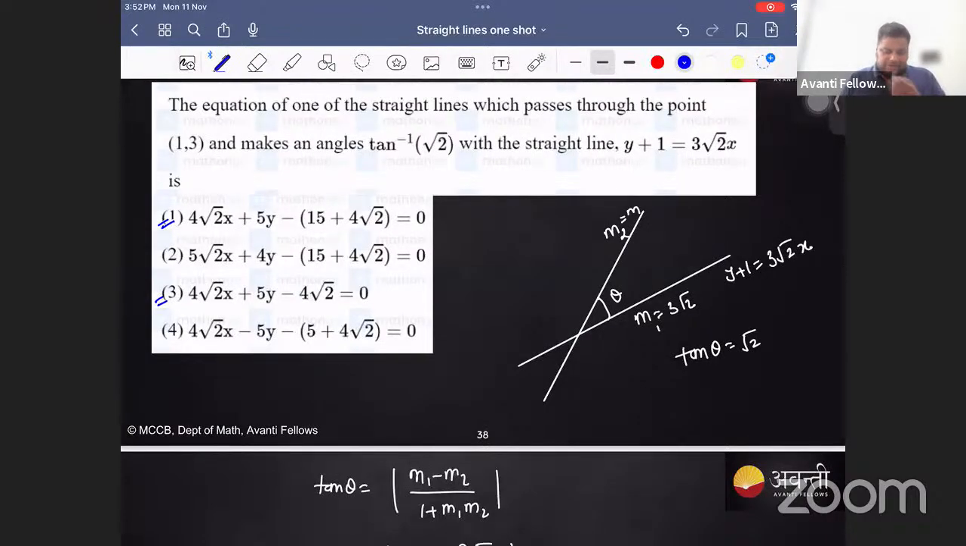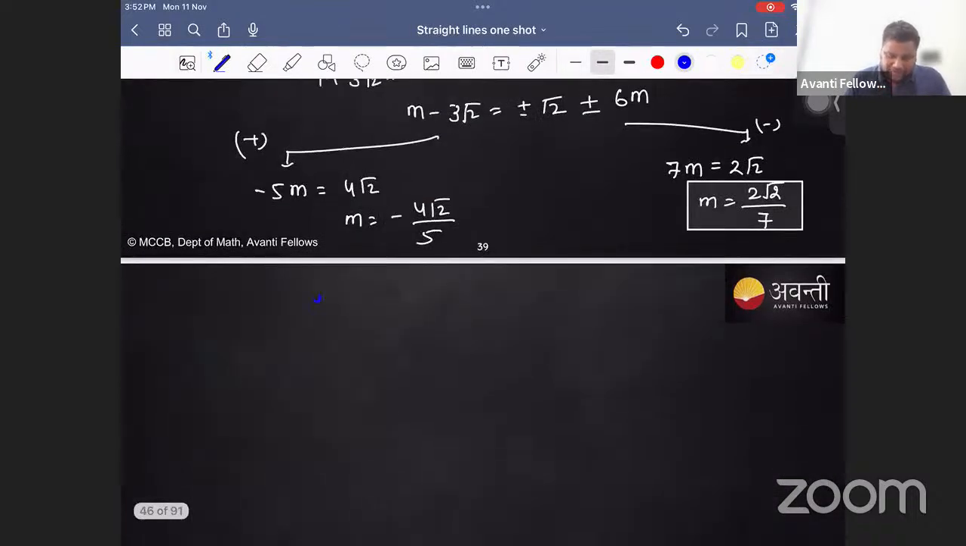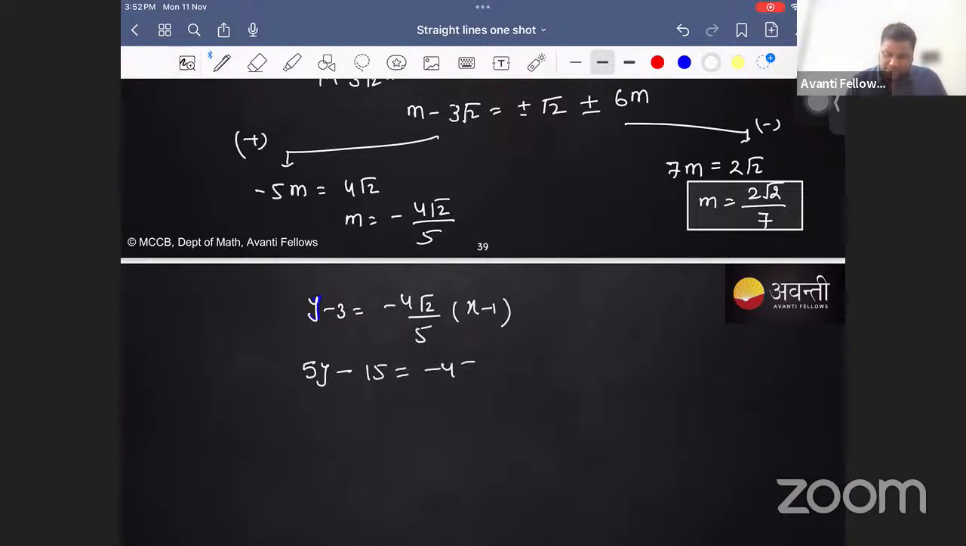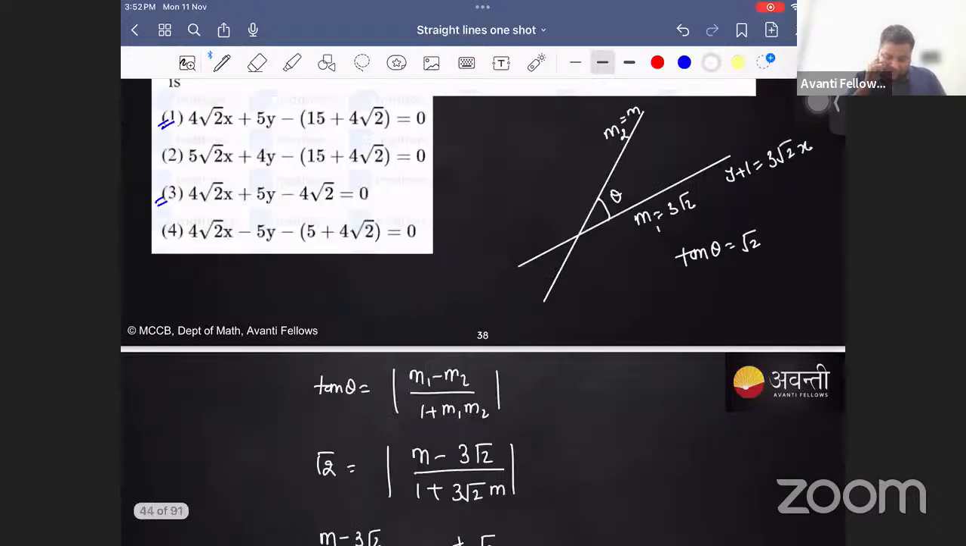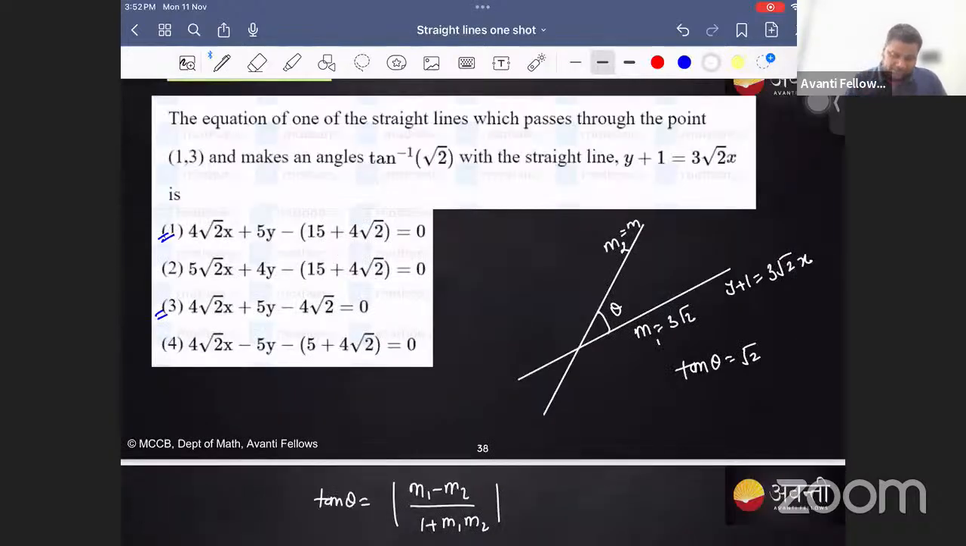Now, one point they have mentioned is 1 comma 3. So make it pass through 1 comma 3. So y minus 3 is minus 4 root 2 by 5 into x minus 1. So 5y minus 5 times 3, which is 15, is minus 4 root 2x plus 4 root 2. So your answer will be 4 root 2x plus 5y is 15 plus 4 root 2. Ultimately, this is going to be your correct answer.